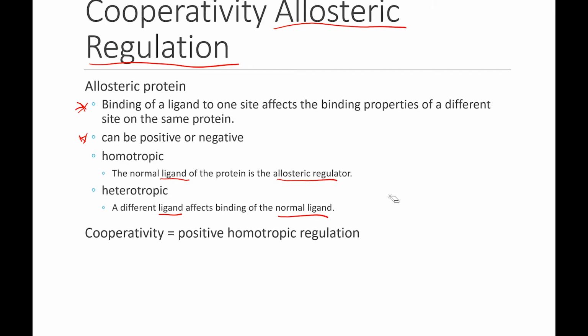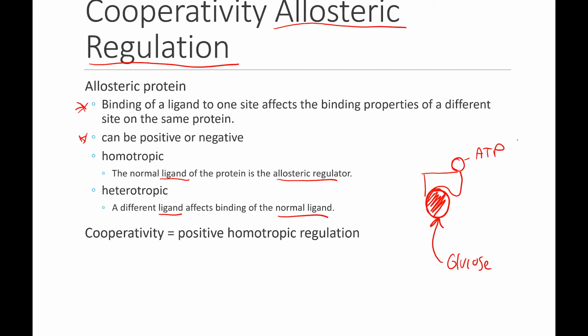Now, there are some proteins, and we're going to be seeing these a lot when we talk more about allosteric regulation. They still have cooperativity, but they're heterotropic. So, for example, some proteins like kinases have a binding site for ATP. This is another molecule. And when they're bound to ATP, it makes them more likely to bind their main ligand of interest. This could be something like glucose.